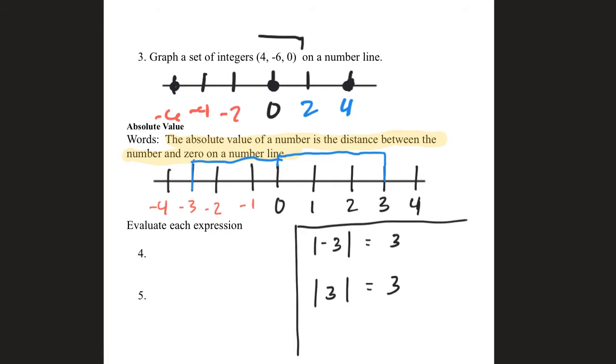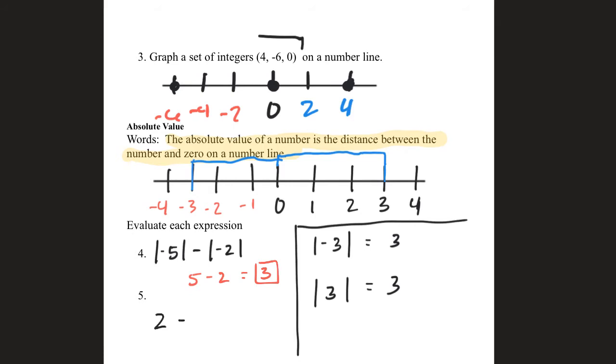Sometimes you'll have some problems, like you'll see the absolute value of negative 5 minus the absolute value of negative 2. Well, we know the absolute value of negative 5 is 5. The absolute value of negative 2 is 2, so the answer there would be 3. Pretty easy. Try one more.